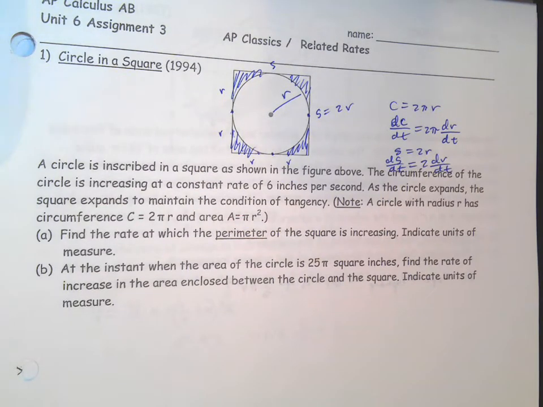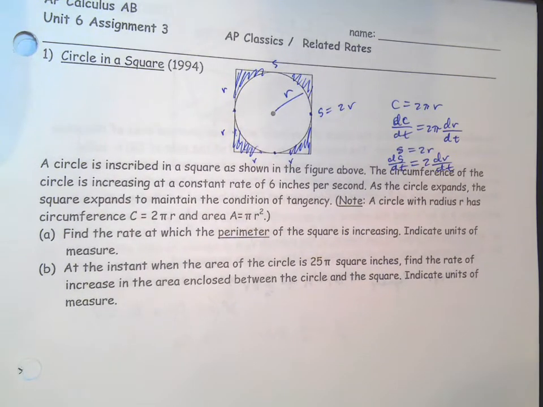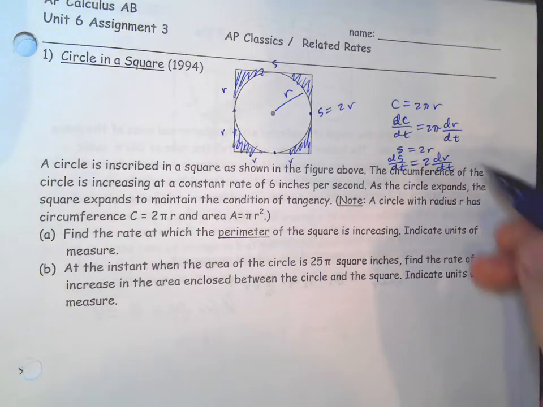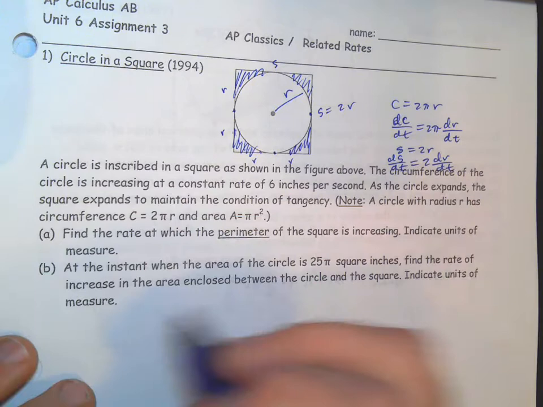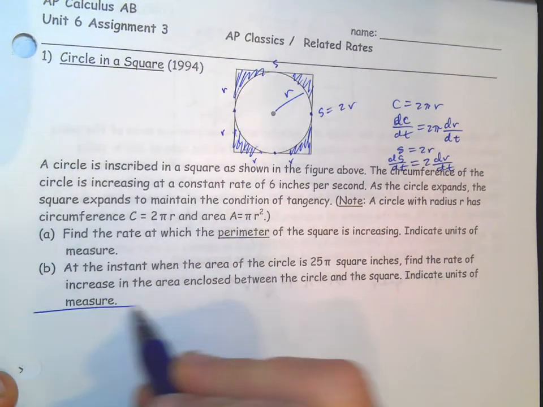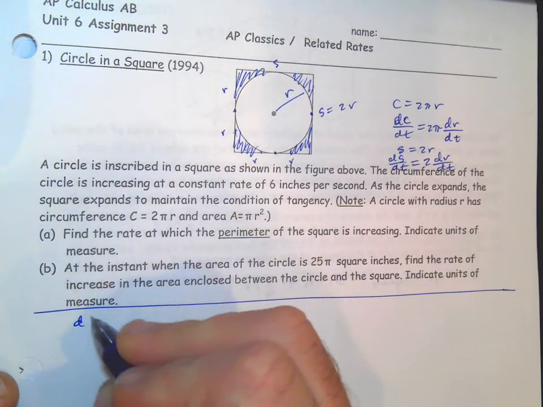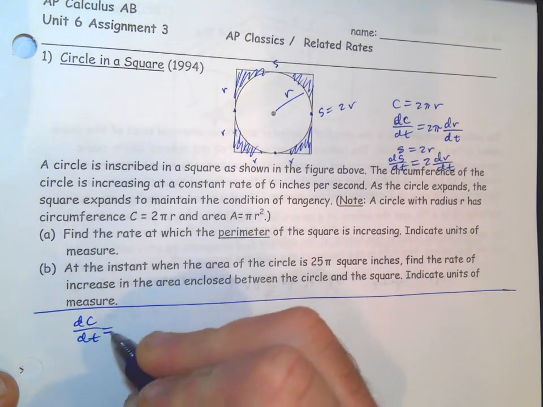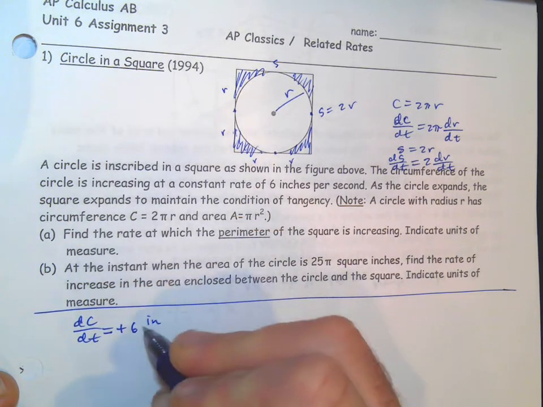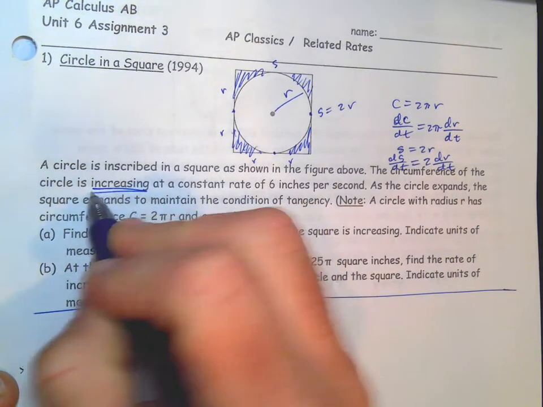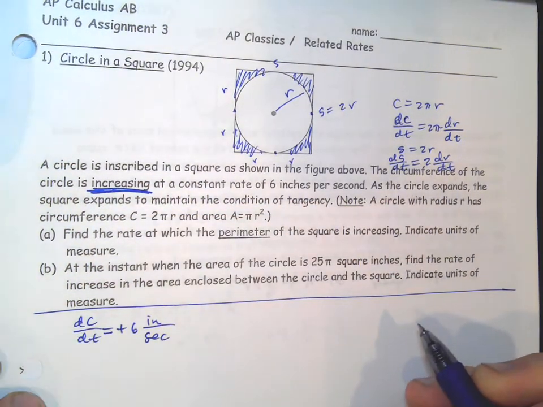Okay, AP Calculus AB, Unit 6, Day 3, office hours. So I gave you guys some tips before about how to start some of these problems. So, a circle inscribed in a square, and the circumference of the circle is increasing at a constant rate. So that'd be dC/dt is positive 6 inches per second, increasing at a constant rate.